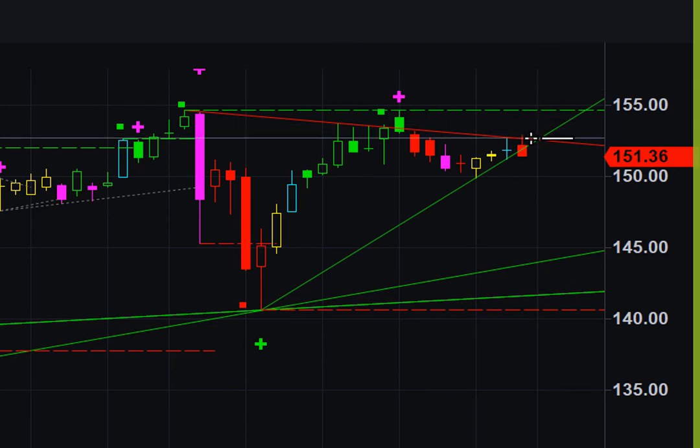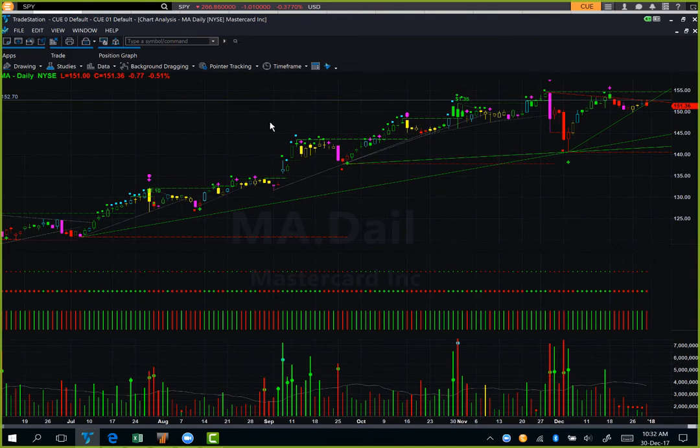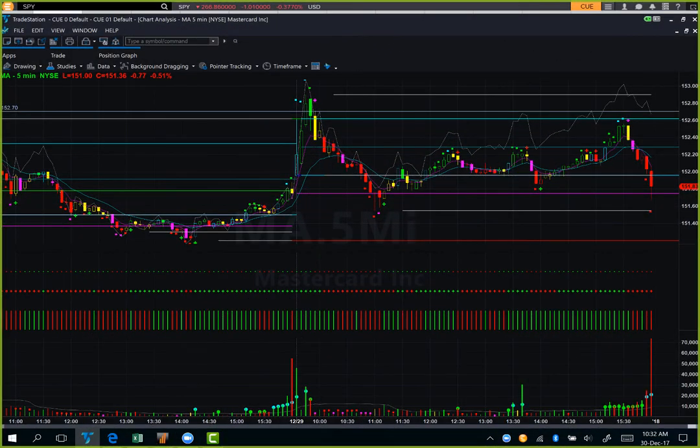I first located the high of Thursday. I drew a line at this price point, and then changed my template to real-time fine-tuned template using 5-minute charts. This is the real-time fine-tuned chart. This was the line I drew using the daily chart.